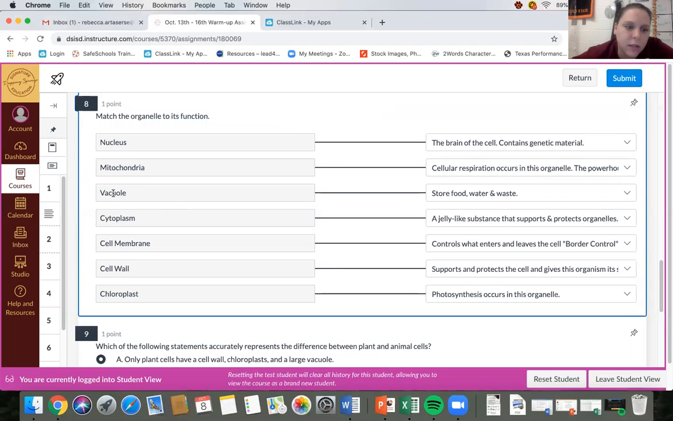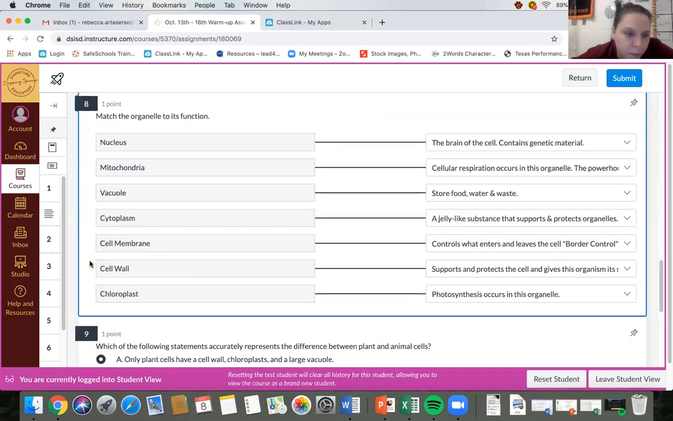A vacuole, that's going to store our food, water, and waste. So it's our storage bin. Cytoplasm, that's going to be that jelly-like fluid that fills in all the extra spaces around the organelle and protects them. So a jelly-like substance that supports and protects the organelle. Cell membrane, that's our border control. The cell membrane is deciding what's going to go in and what's going to go out. Typically what goes in is our nutrients and what's going to go out is our waste. But it controls what enters and leaves the cell.